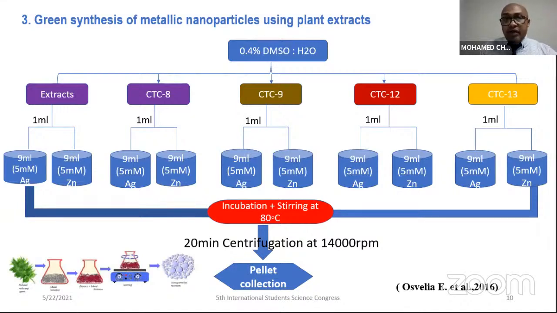For the first one, I have the extracts, which include butanol extract, water extract, methanol extract, and a mixture of saponin extracts. Then I took CTC8, a saponin; CTC9, an iridoid; CTC12, a methyl glycoside; and CTC13, a flavonoid. I did the green synthesis of metallic nanoparticles, using silver nitrate and zinc sulfate. I also did the incubation, and after centrifugation, we selected the nanoparticles.